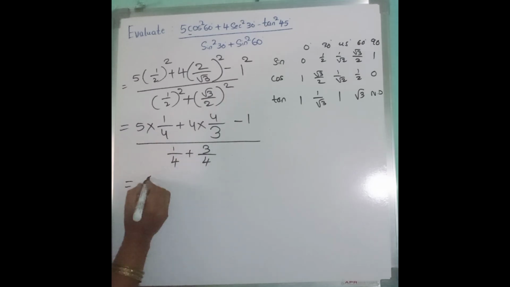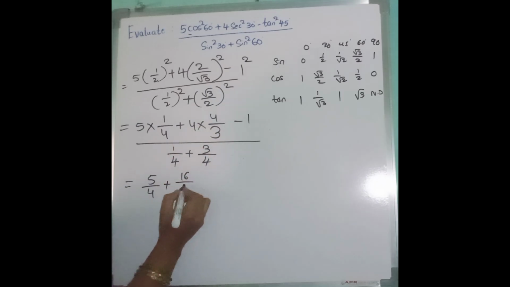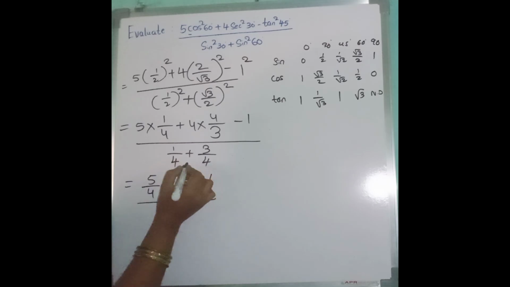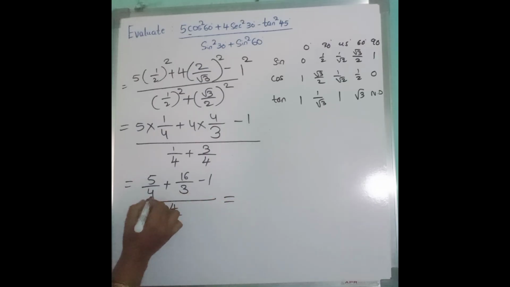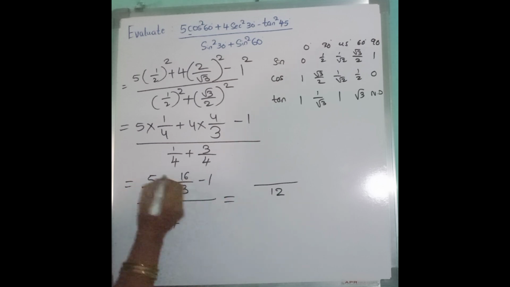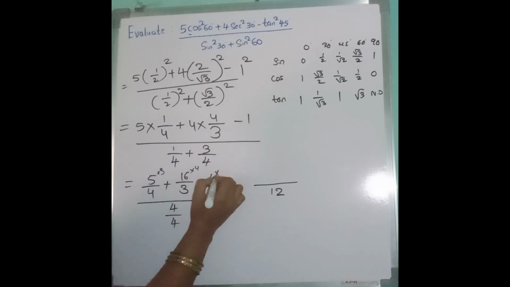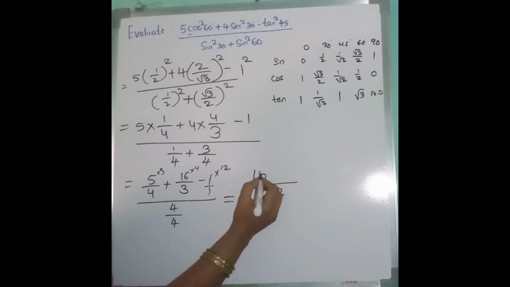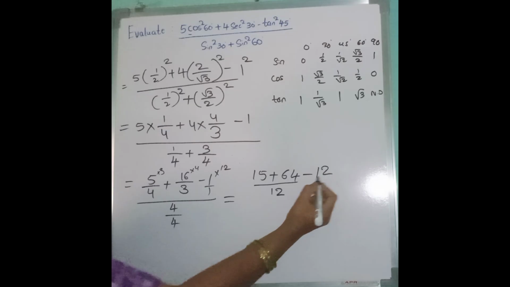It is equal to 5 into 1 is 5 divided by 4, plus 4 4s are 16 divided by 3, minus 1, divided by, here the denominators are the same, so the numerators should be added. 3 plus 1 is 4 divided by 4. It is equal to the value of LCM. Here is 4 and 3, LCM is 12. 4 3s are 12. Here is 3, 3 4s are 12. Here is 1, 1 12s are 12. 5 3s are 15, plus 16 4s are 64, minus 12 ones are 12.